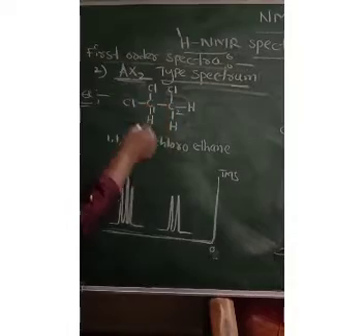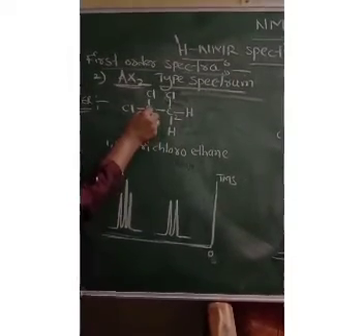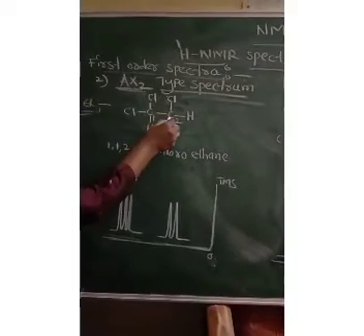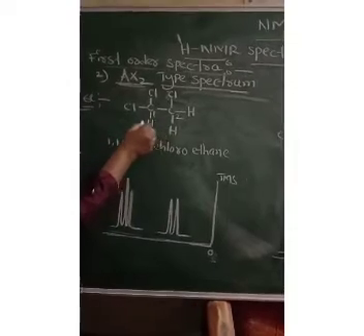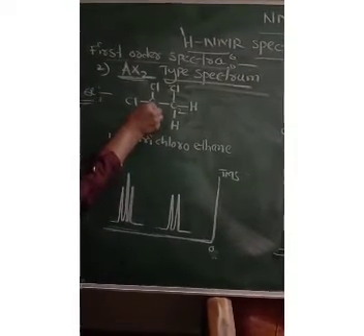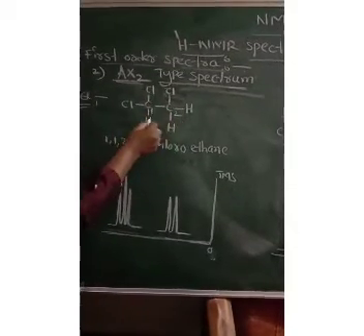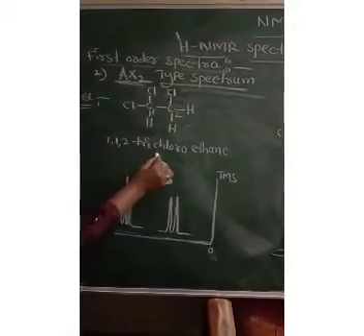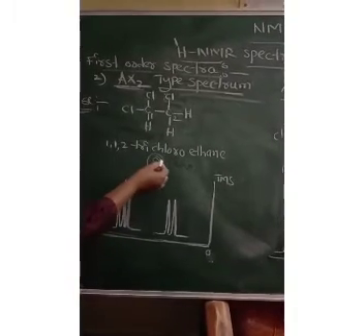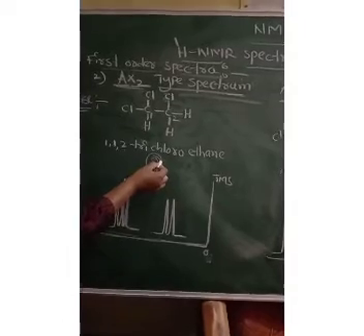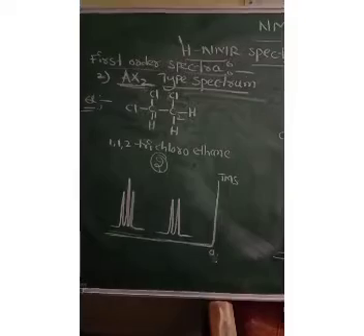Here in this ethane molecule, a total of 3 hydrogens are present: 1 hydrogen at the first carbon atom, and 2 hydrogens at the second carbon atom. The connectivity is different, and that's why in this molecule 2 different types of protons are present. These 2 types of protons are non-equivalent protons.